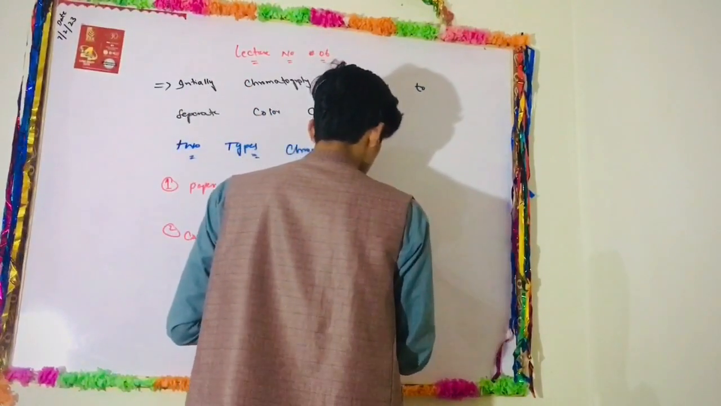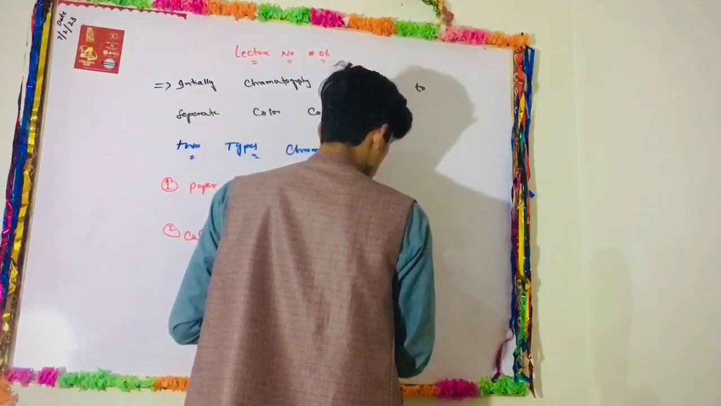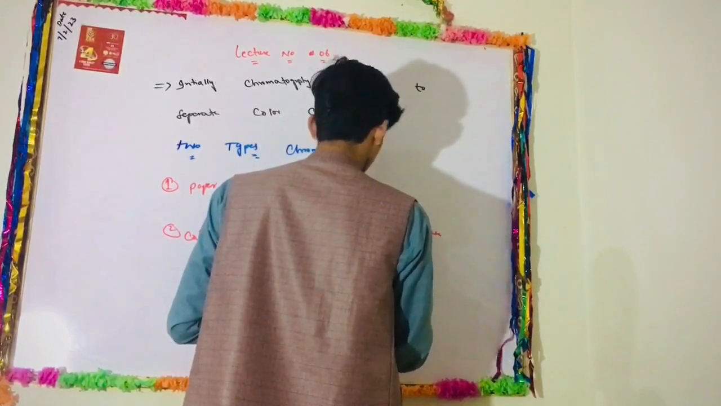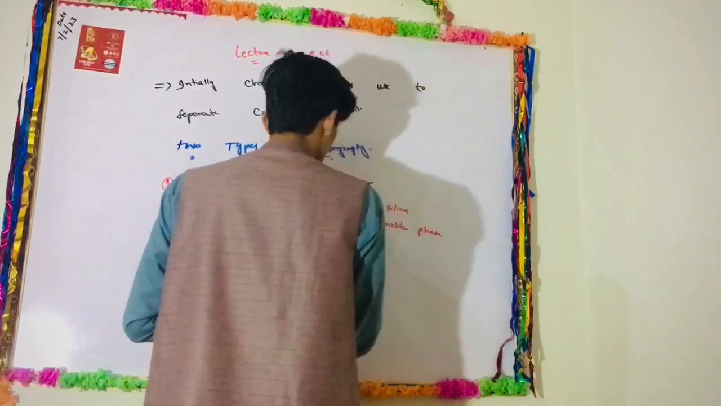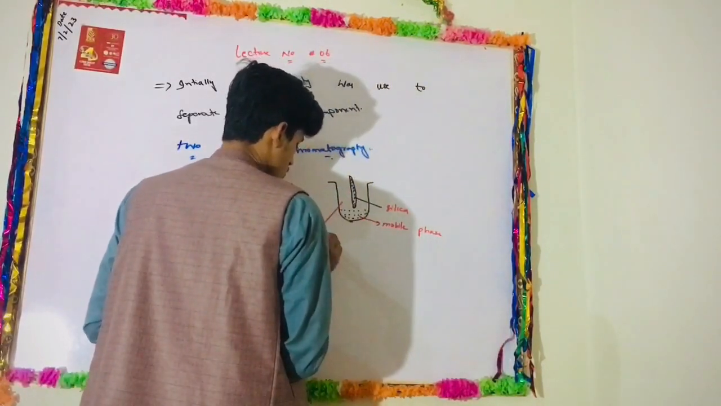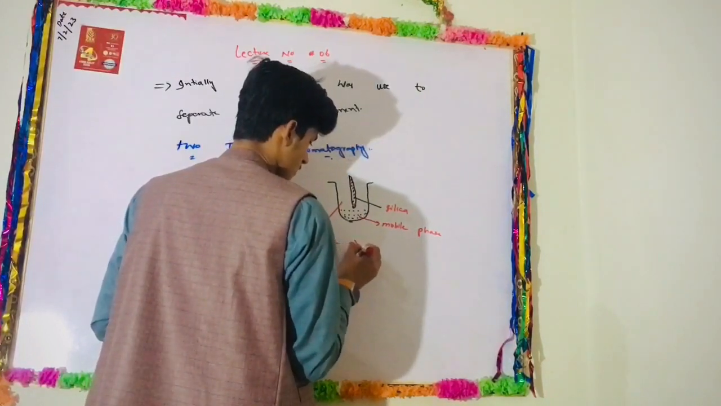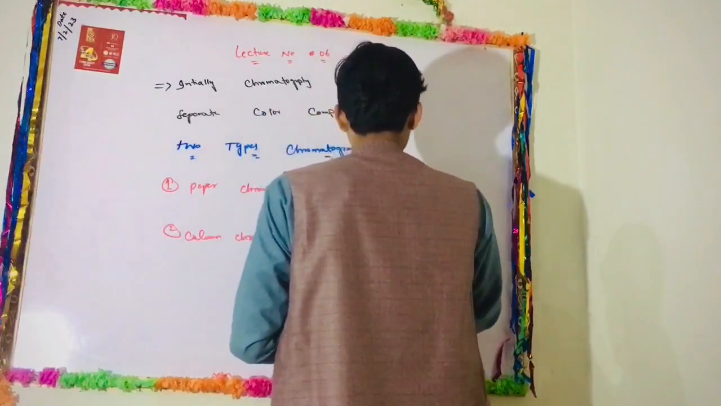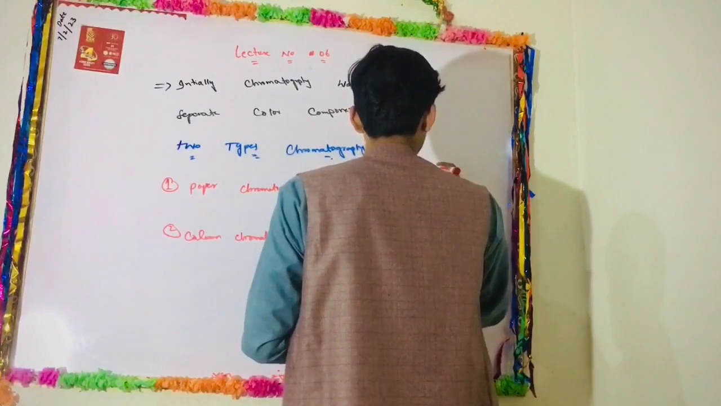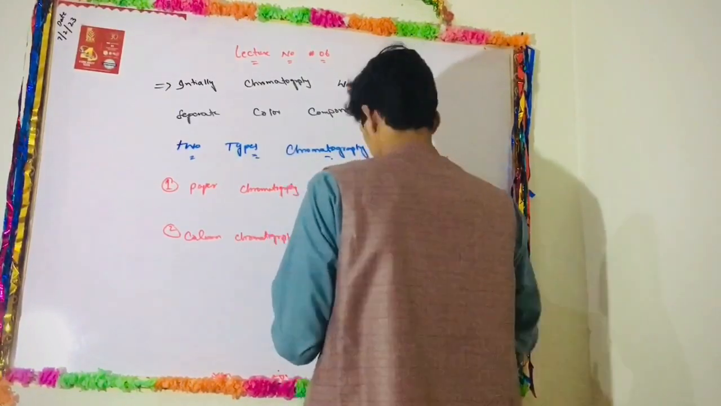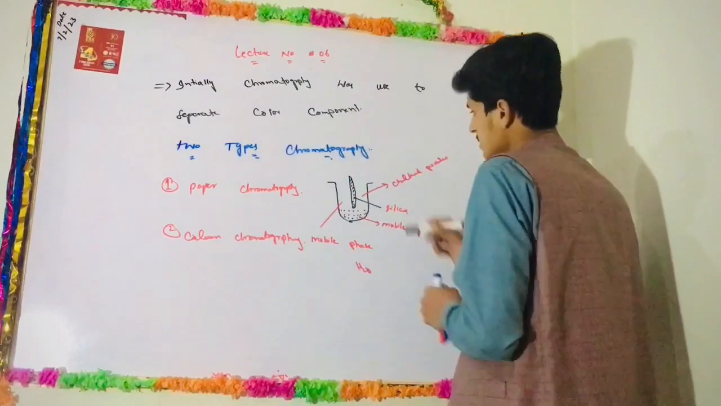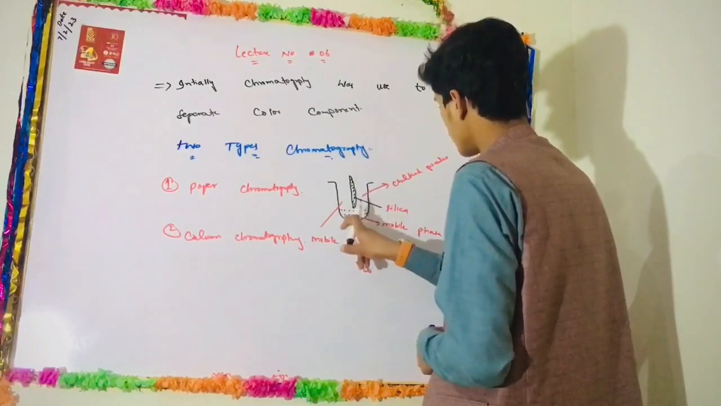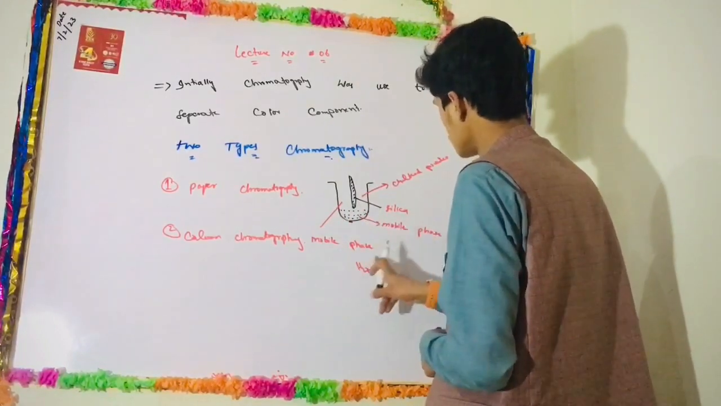It's a mobile phase. It's a silica. Mobile phase is H2O. Chalk powder. The chalk powder is in a beaker, dipped in silica, and the mobile phase is water. Mobile phase means H2O, water.